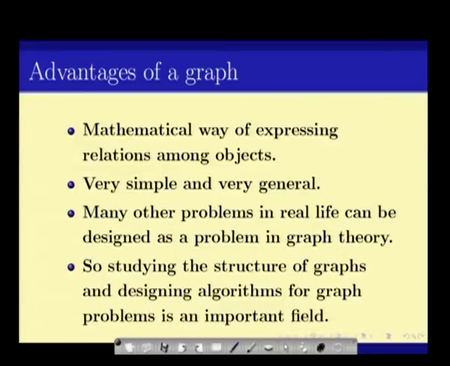The advantage of graphs is that they are a very mathematical way of expressing relationships among objects. They are very general and simple, and have lots of applications. In particular, many real life problems can be converted to graph theory problems, and thus studying the structure of graphs and designing algorithms is a very important subject in the field of algorithms.